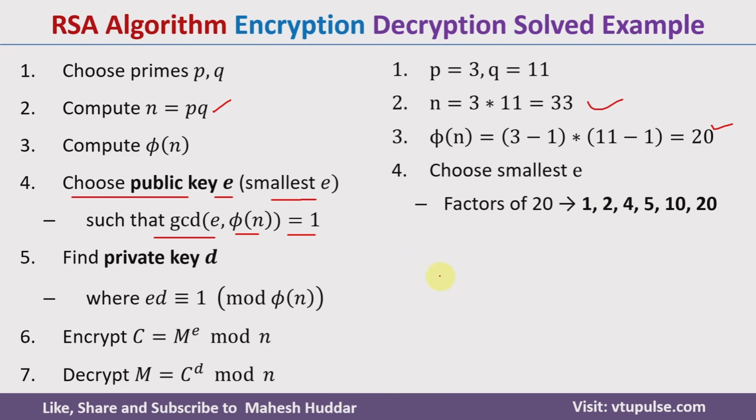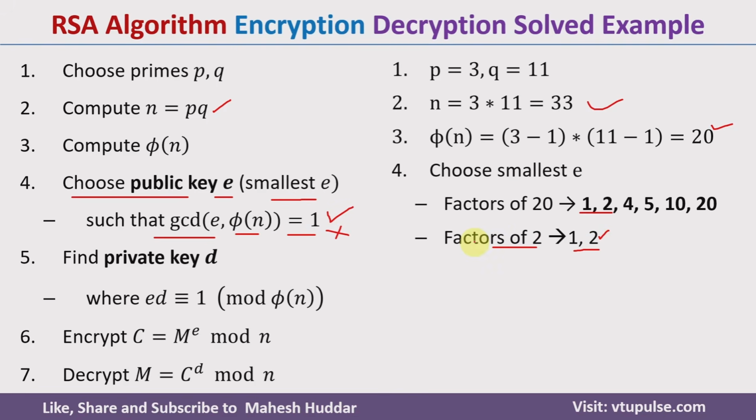Here we need to select the smallest E. So we'll start with the smallest number, that is 2, and we will check whether this number satisfies the following equation or not. First we will write the factors of 2. Those are 1 and 2, and here the common divisors are 1 and 2, and the greatest common divisor is 2. But GCD of E comma phi n must be 1, but here we are getting 2. So this number is not satisfying this equation.